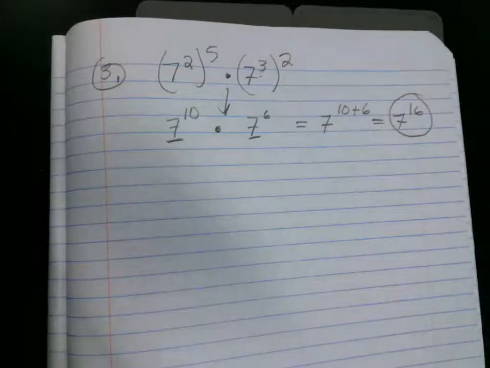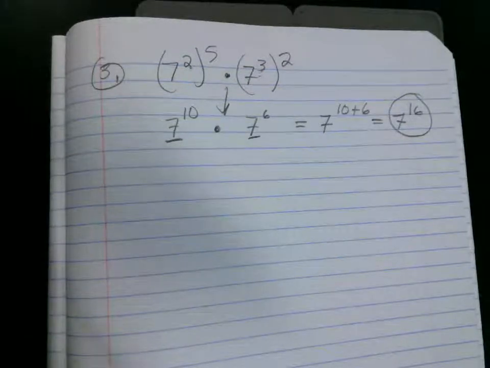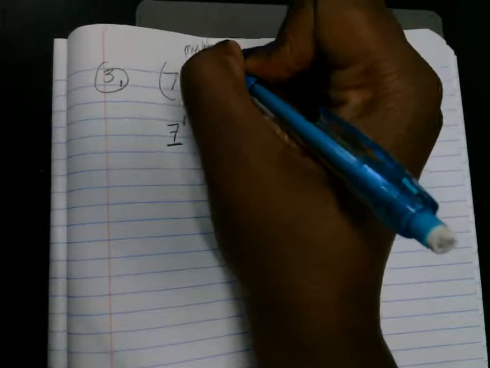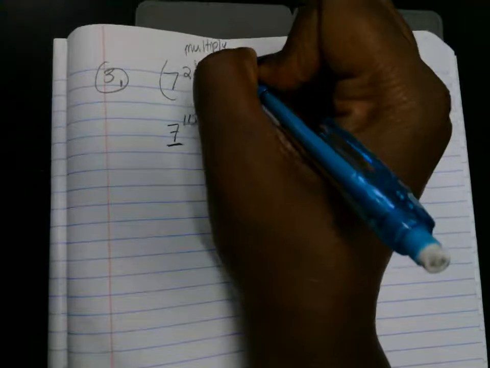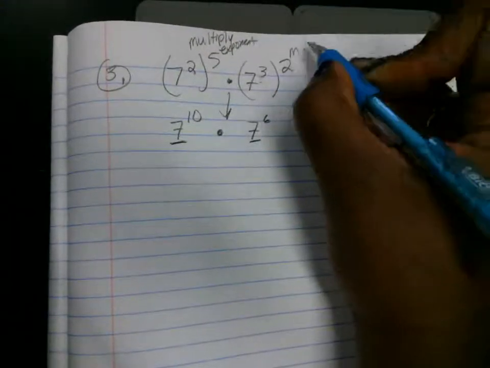Please write this down. You're going to see a problem very similar to this. Write it down just in case you forget. Power of a power, you multiply here. Okay? If you don't remember, you're going to multiply here. You might forget, so you might need to write. You multiply the exponents here.